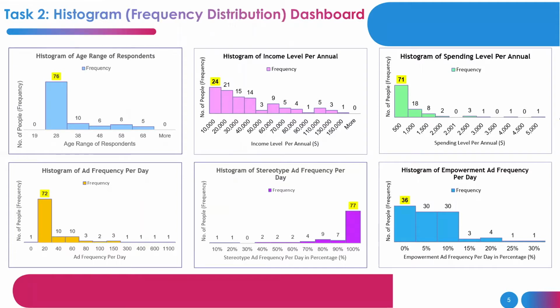77 respondents report that over 90% of advertisements are stereotyped. In contrast, 36 respondents did not encounter an empowerment advertisement in a day. 60 respondents encounter only 5% to 15% empowerment advertisements daily.